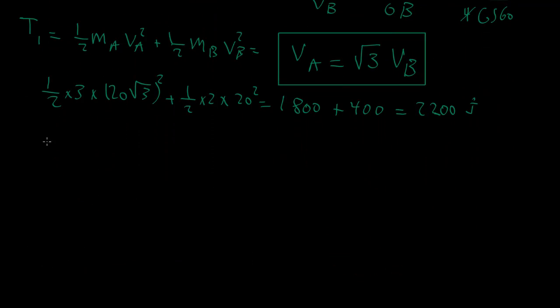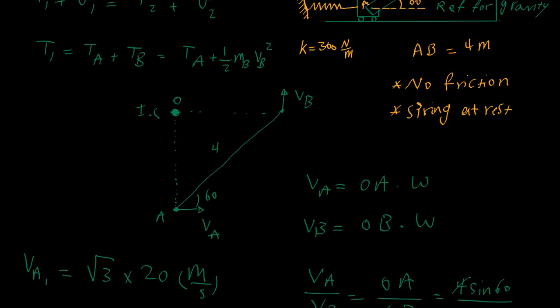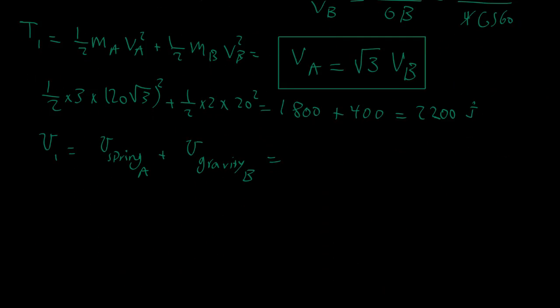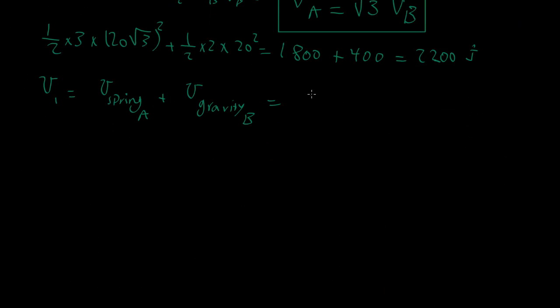So here for U1, I would say it would be U spring in A plus U gravity in B. Because the spring is at its rest position here, there is no energy stored in the spring. So U_A from the spring is equal to 0, so this turns out to be 0.